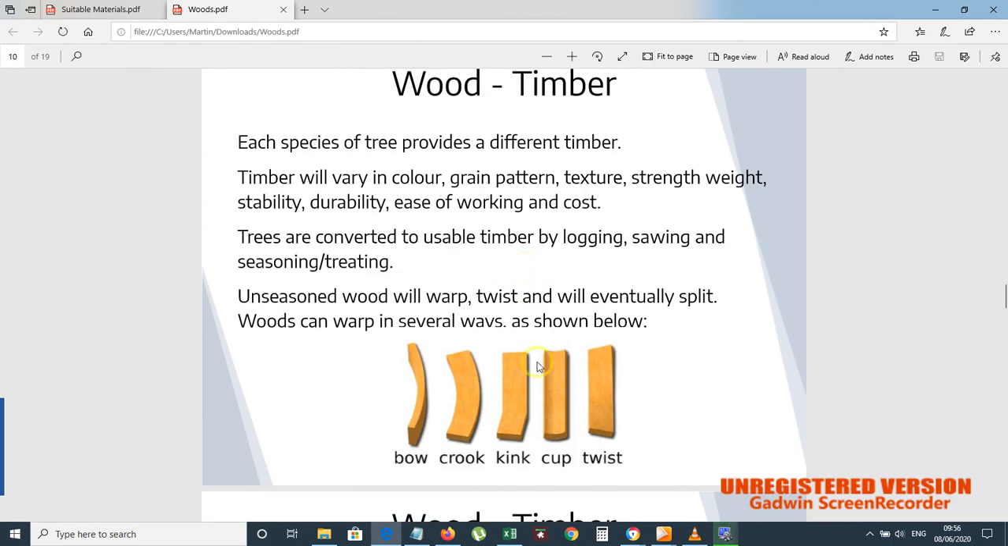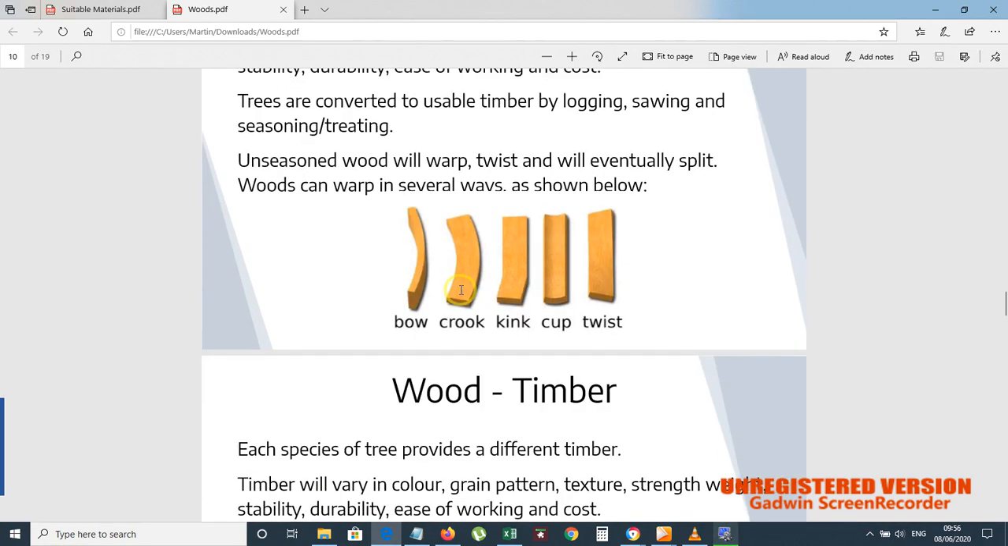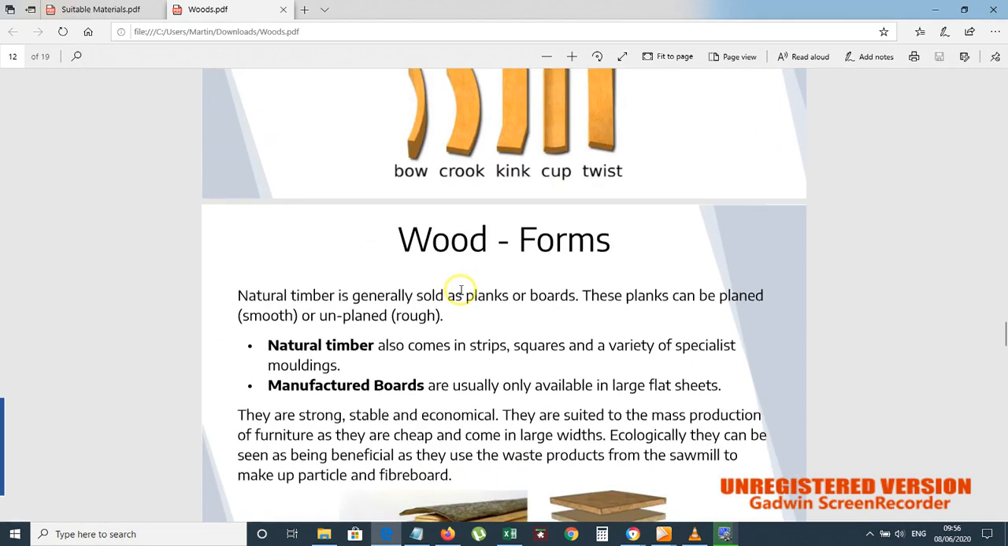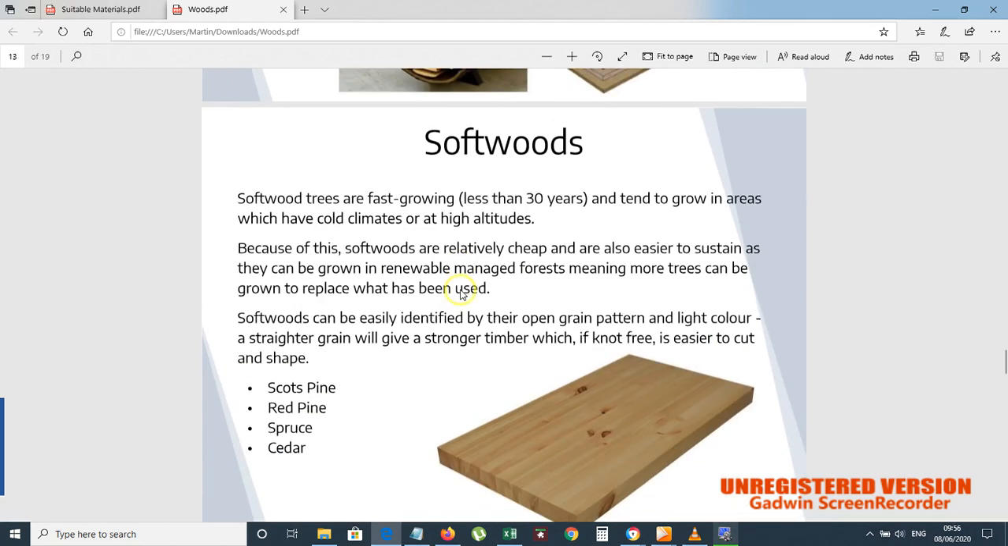Okay, so I did say about the wood changing, so this is what it can do if you leave it: bows, crooks, kinks, cups, twists. It does all this if you don't use it fairly quickly, or if you don't prepare it, but you don't need to worry too much about that. I'm going to skip this bit here.